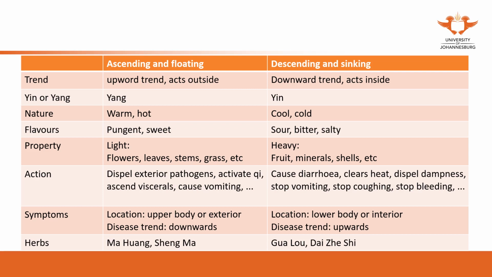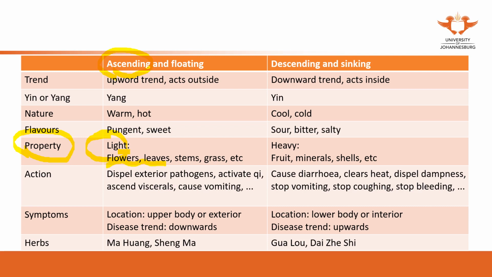Pungent, sweet, ascending and floating. Sour and bitter, salted, descending and sinking. The property here, we have mentioned in the previous slides, leaves are very light, can go to the lung, can move outwards because it's very light, so it can ascend to the lung.